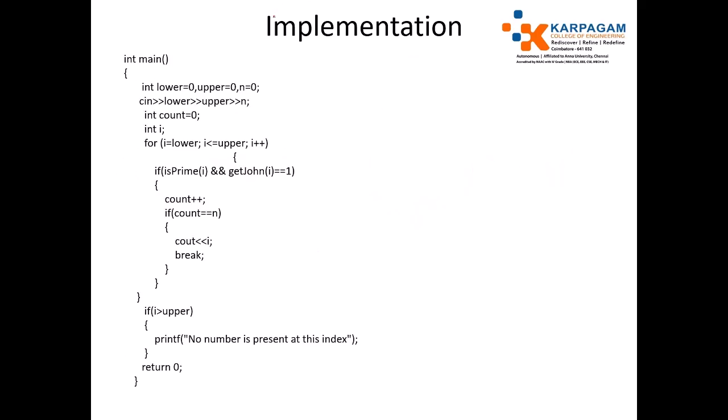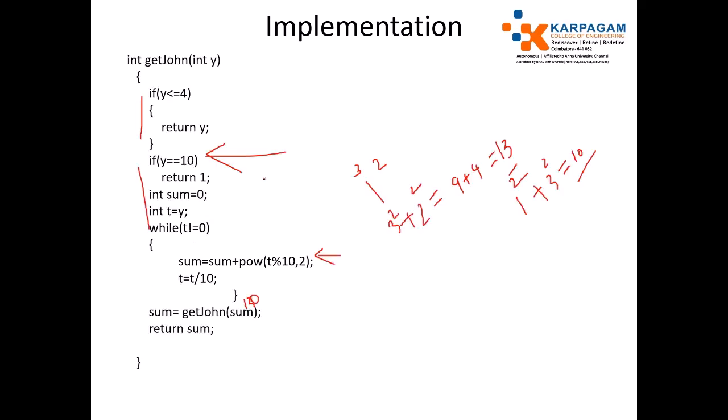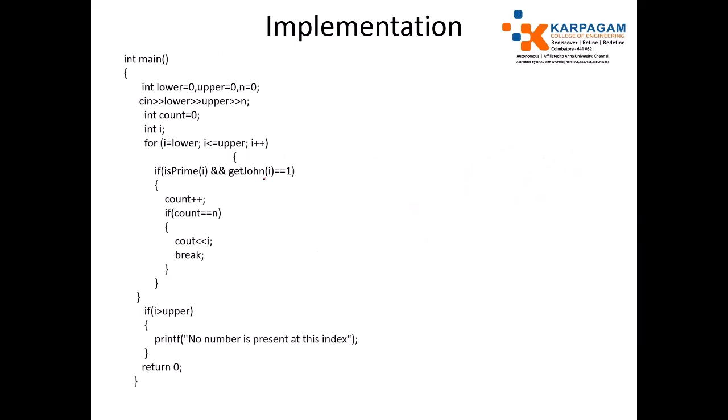After solving this problem, just define a main function which has a lower limit and upper limit value, and n to get the n value, which is given as the input. So just start from lower to upper and check whether each number is prime or not. Okay, every number from lower to upper you have to check, and it should be a prime number and it should be a number of game.